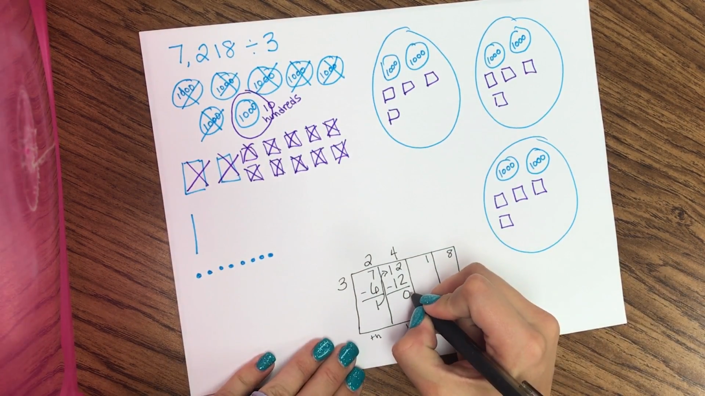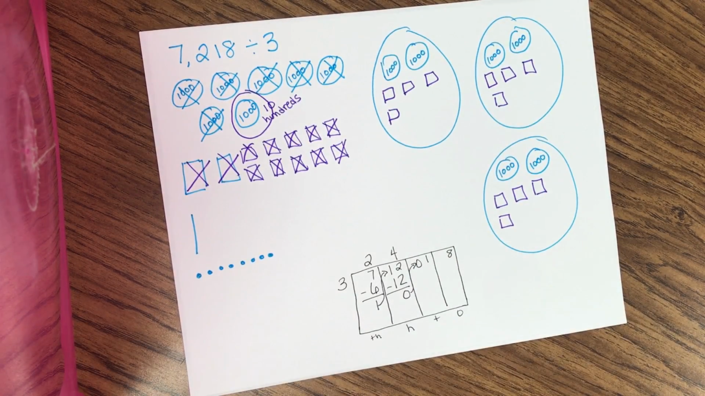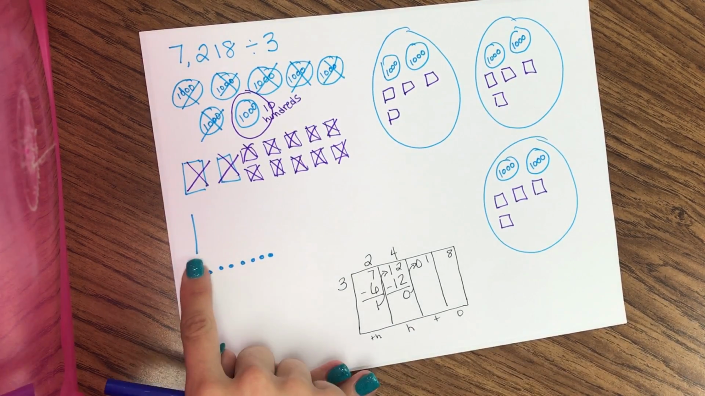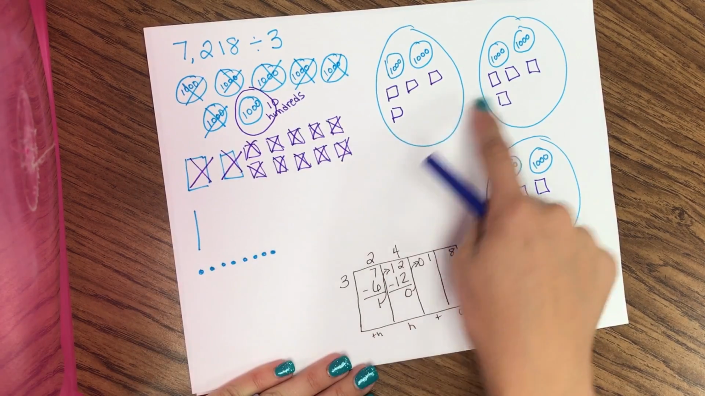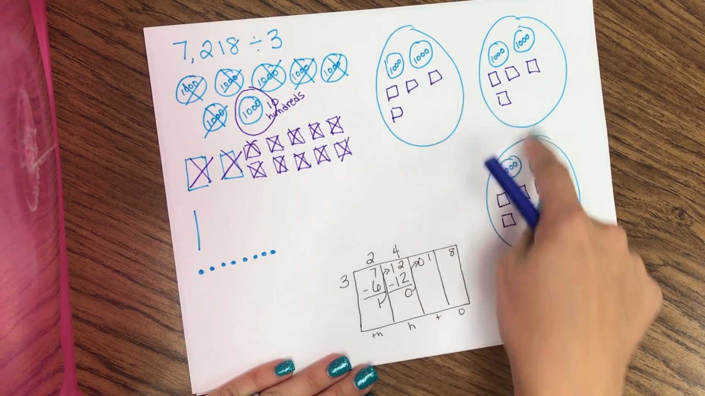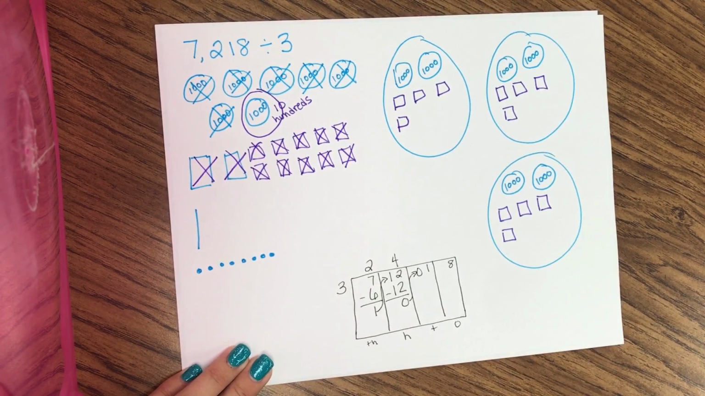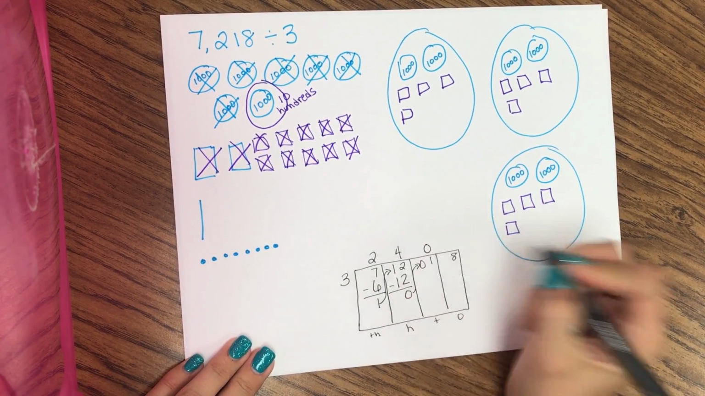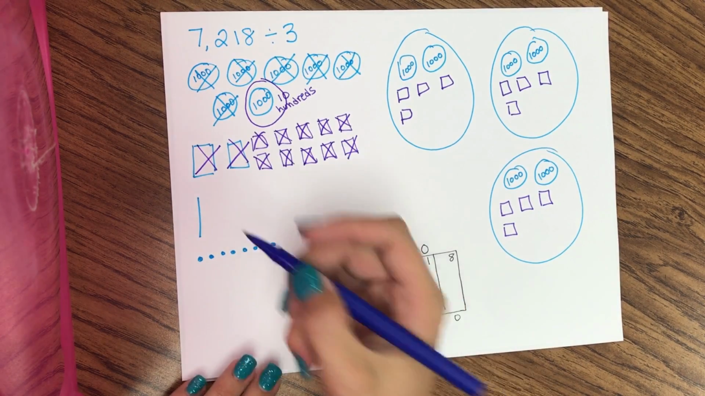So this time I don't have any hundreds to break into my tens. So now if I have one $10 bill, can I share? I can't share that equally with 3 people. So I can't put any tens. There are 0 tens in each of my circles, and that's okay.